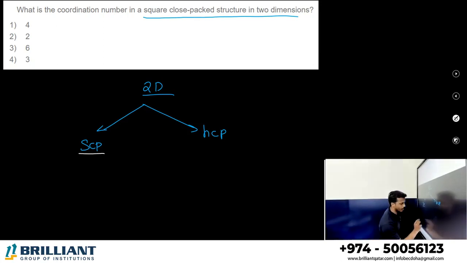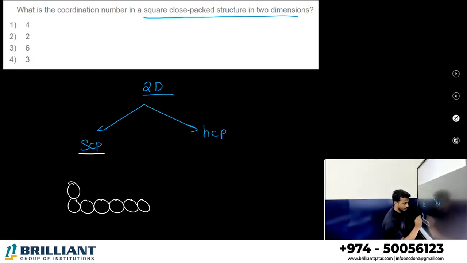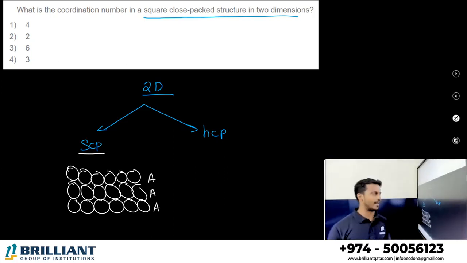In SCP, this is the one dimensional row where we are arranging the second row vertically and horizontally exactly above the first row, not in the depression. Third row exactly above this. If you name the first row as A type, all are looking similar. It is AAA type arrangement.